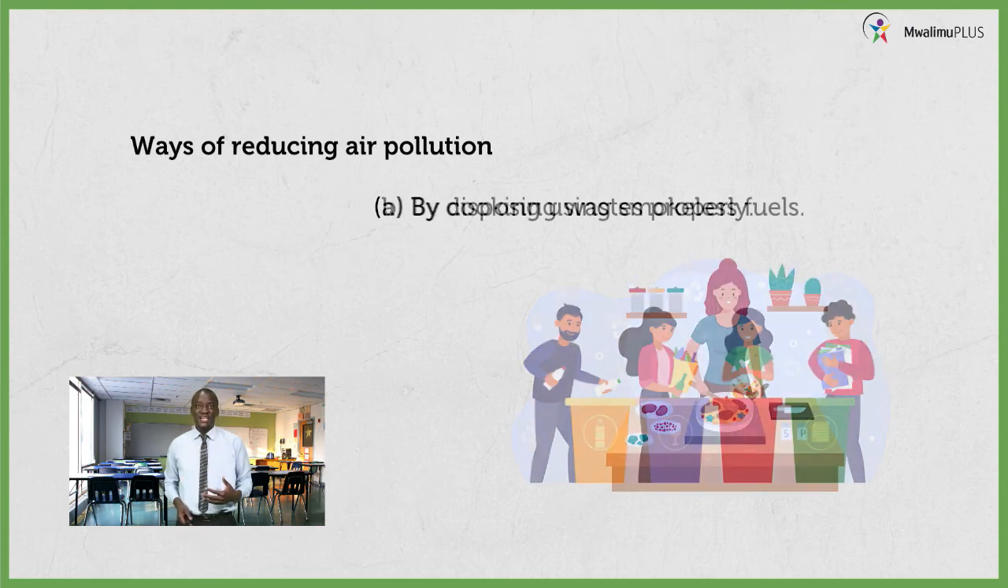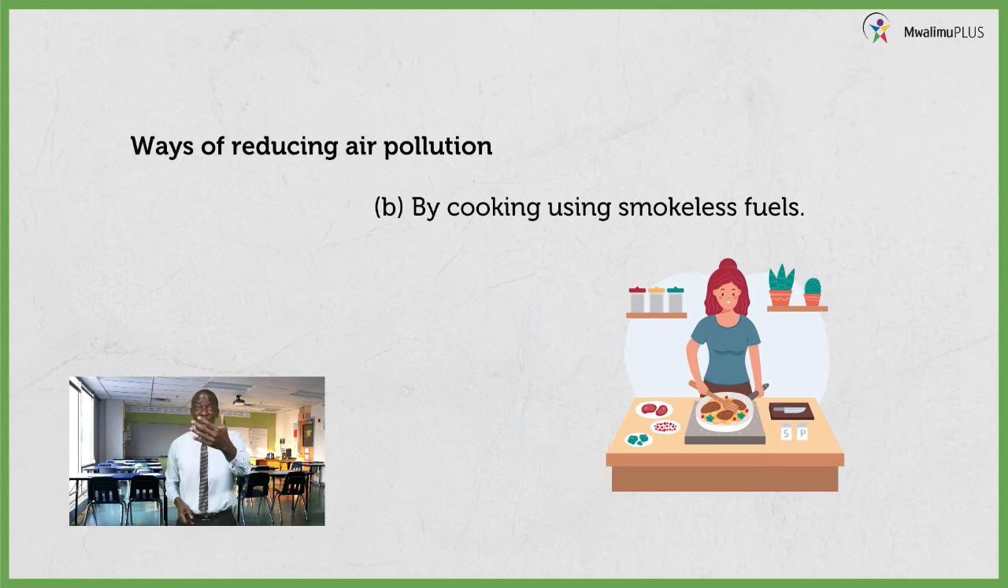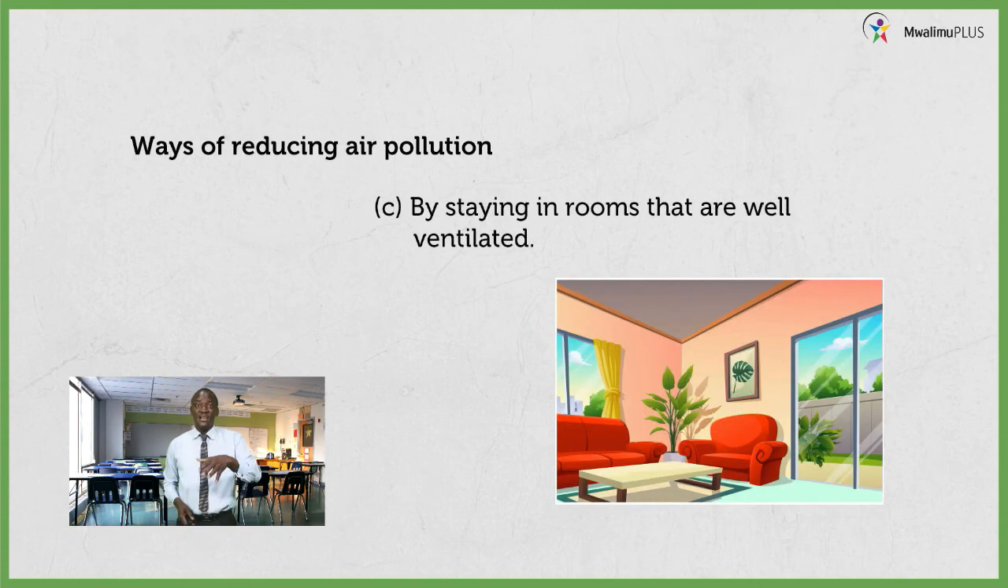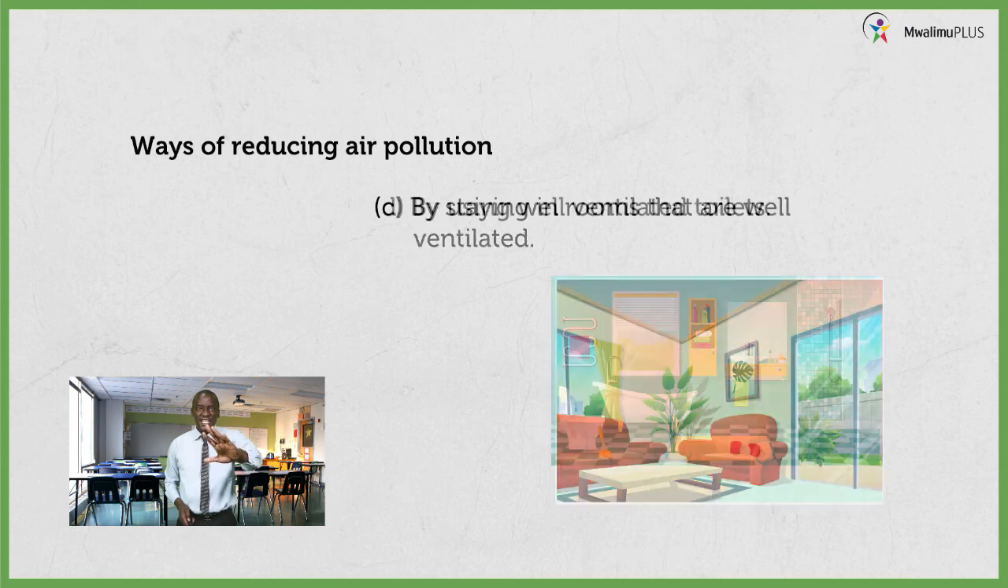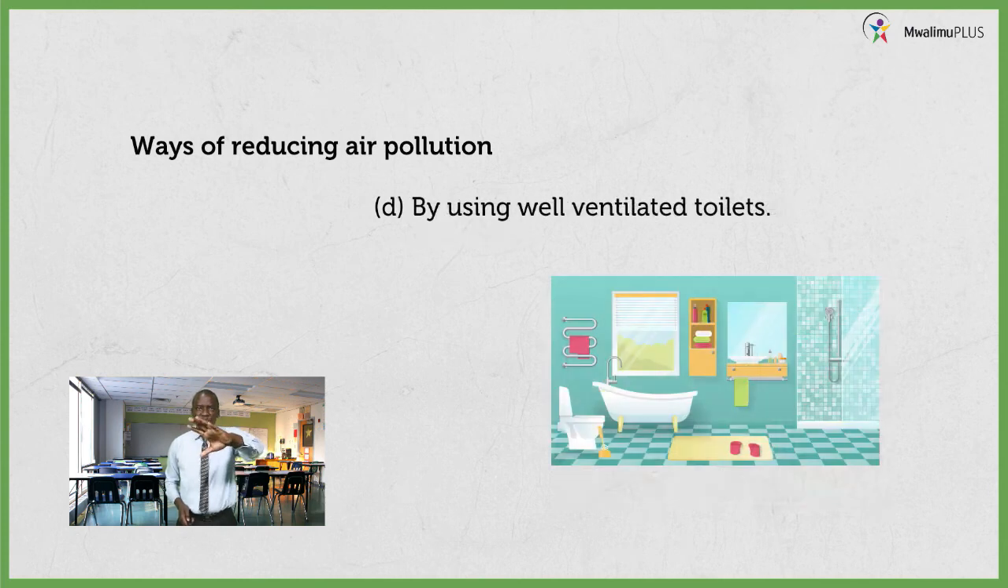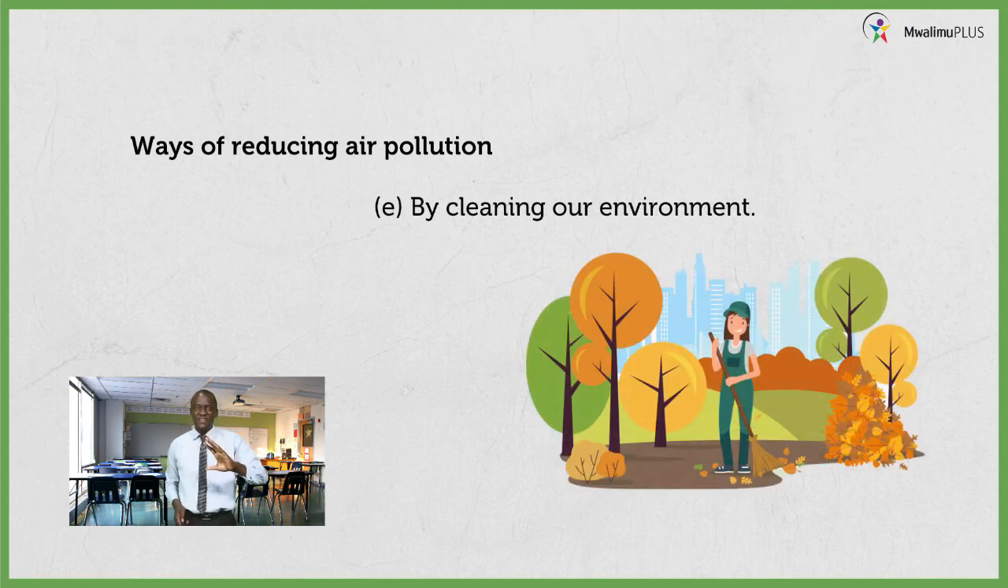Let us look at the other one. It's by staying in rooms that are well ventilated. I hope you are able to see that that person has got a very clean room, house. We have the windows there, meaning the person is staying in a clean environment. Look at the next one there. We have that toilet. It is very clean. It has got proper ventilation. So that is also another way. Another one is by cleaning our environment. I hope you are able to see from the screen there. That person is cleaning the environment.